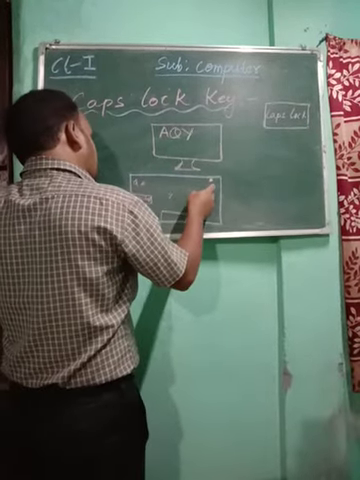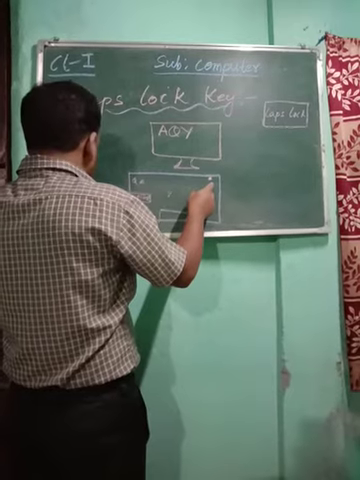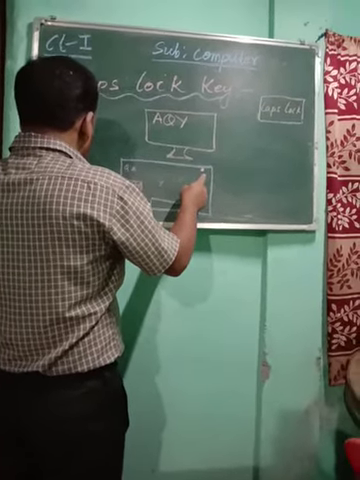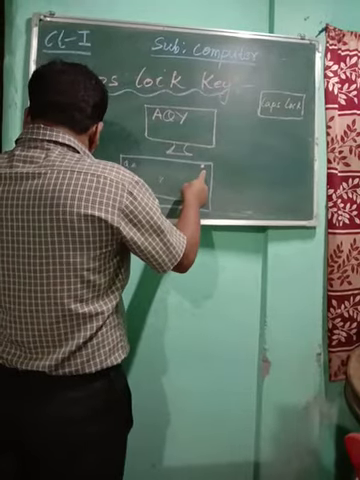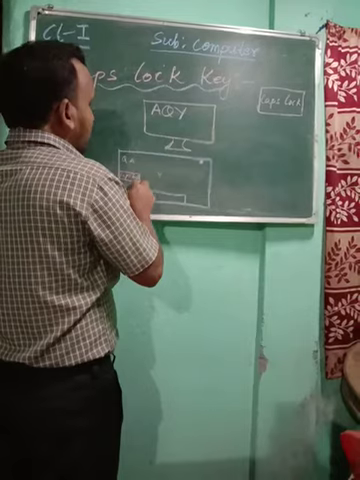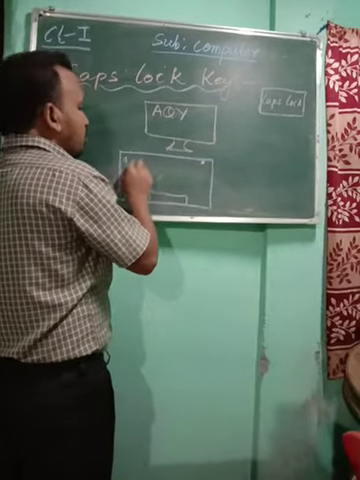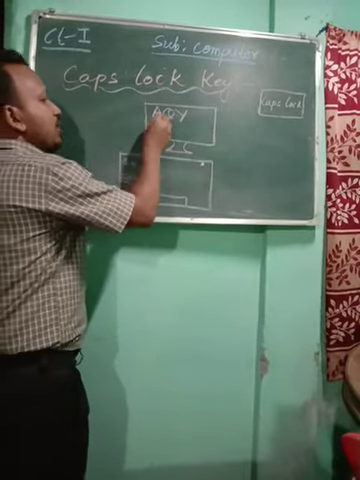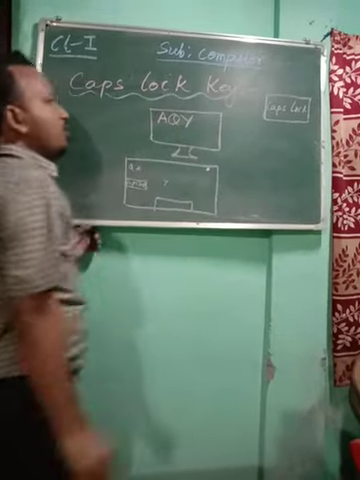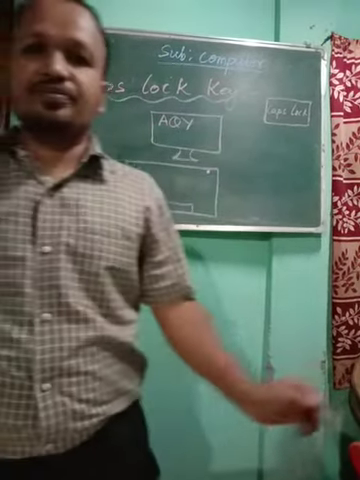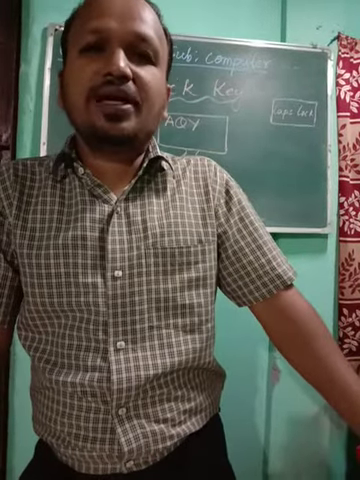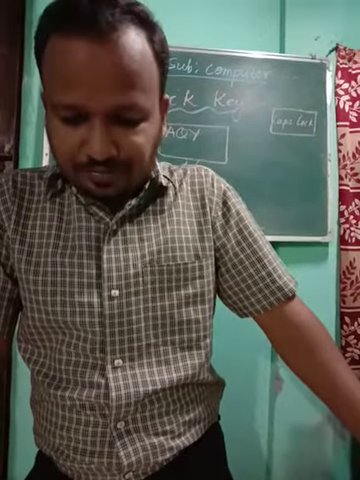A small light will glow on the top right corner. This will show that our cap lock key is on. That means whenever you press an alphabet key, everything will be written in capital letters. All the words you require will come in capital letters, students.